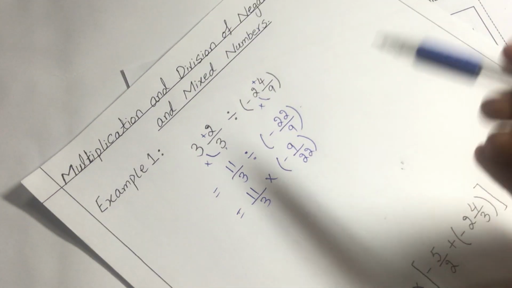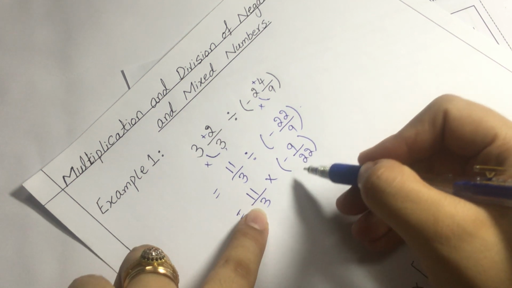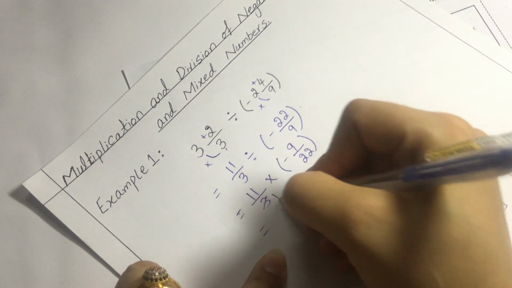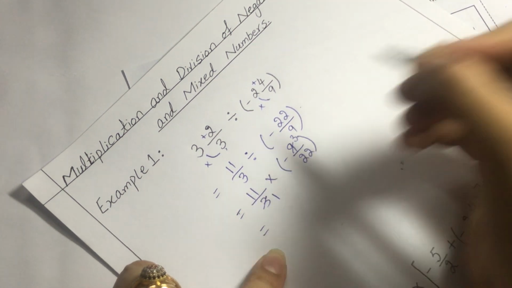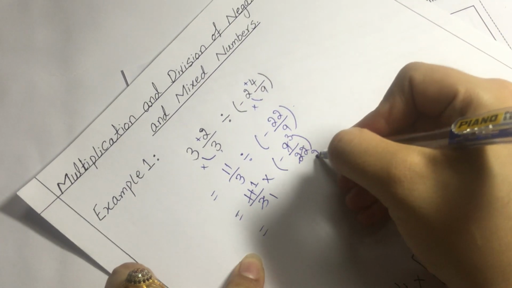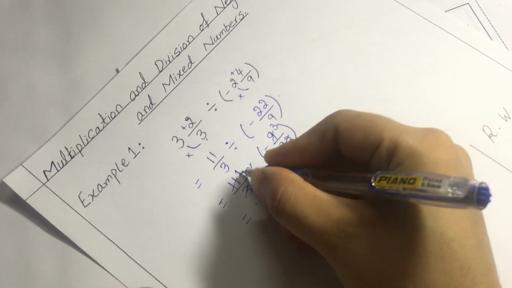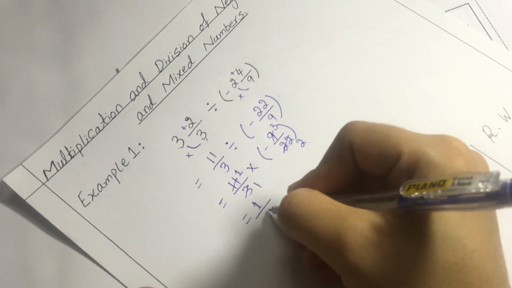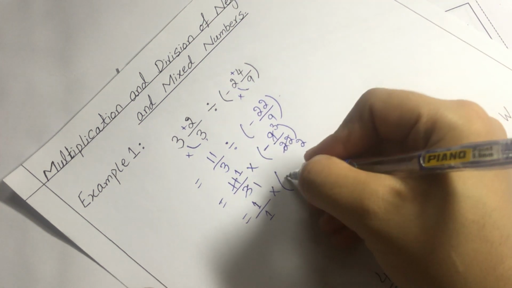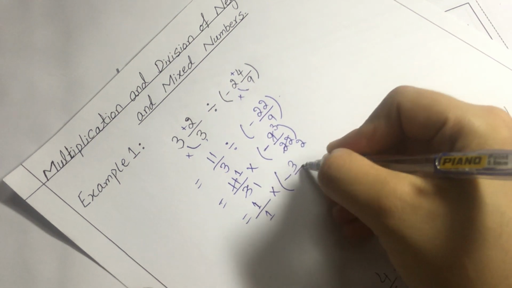over 22, right? Now here you can see 11 and 22 both are divisible by 11, 3 and 9 both are divisible by 3, right? So 3 1s are 3, 3 3s are 9. Simplify, 11 1s are 11 and 11 2s are 22, right? So write the remaining numbers, 1 over 1 into, as it's a negative fraction, so don't forget to write the negative sign, 3 over 2, right?